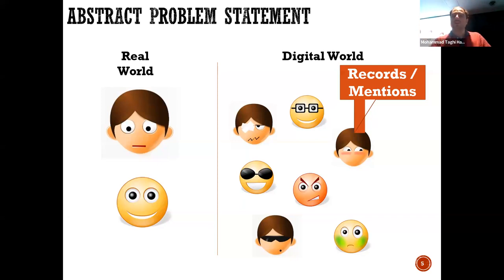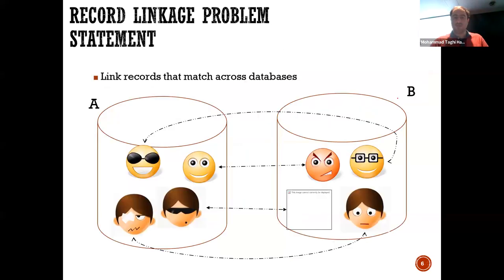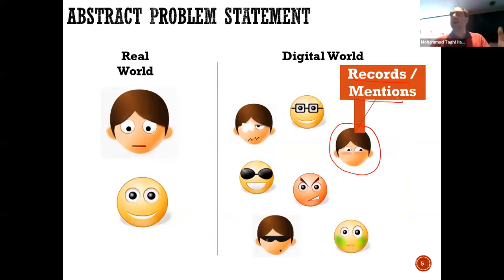So here we are talking about, in the digital world, what we are seeing of this person. These are called the records or mentions. That's the information that we have. And what is the idea? The idea is that we want to find all avatars of a record.